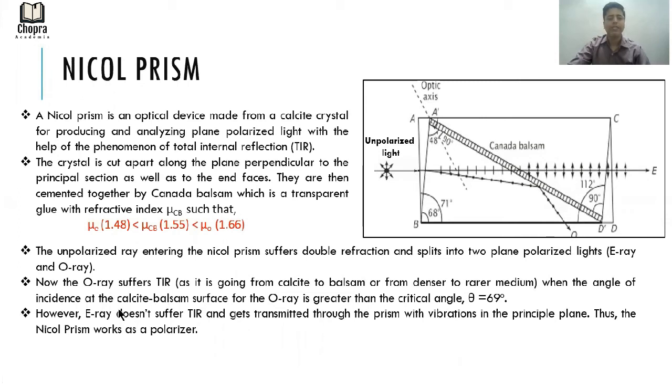When the angle of incidence at the calcite balsam surface, that is this surface, for the O ray is greater than the critical angle, which is theta equal to 69 degrees, this condition has to be met, then the O ray suffers TIR and is separated out. However, the E ray does not suffer TIR and gets transmitted through the prism with vibrations in the principal plane. Thus, the Nicol prism works as a polarizer. So you see here, the E ray has gone out and the O ray has been separated and taken out from the Nicol prism, and the E ray is the one we are interested in.